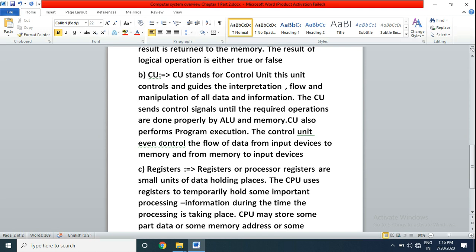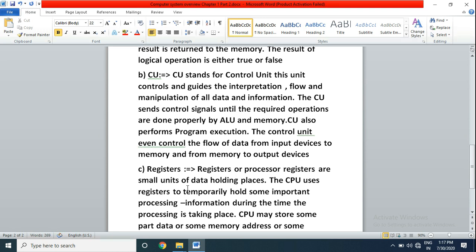The control unit even controls the flow of data from the input device to memory and from memory to the output device. So generally all the main tasks of the CPU about the flow of information, manipulation of data or interpretation of a program are done by the CU.